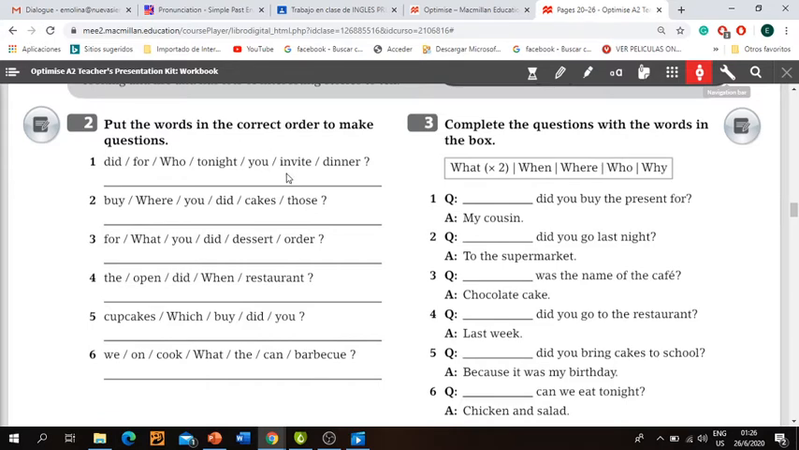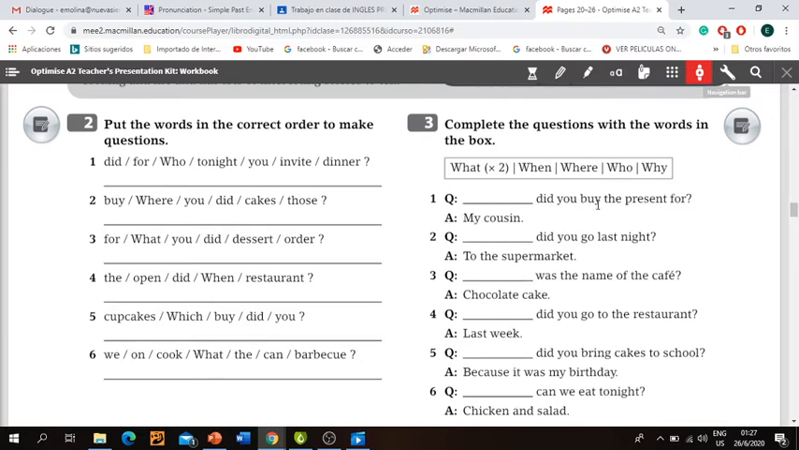Okay, so after you do that, go to activity number 3, where it says complete the questions with the words in the box. Okay, so here you have 6 points and you have a Q and A. The Q means question and the A means answer. Okay, question, answer, question, answer, question, answer. So I need to add a word, a WH word, in each of these questions. Okay, let's go with the first one.